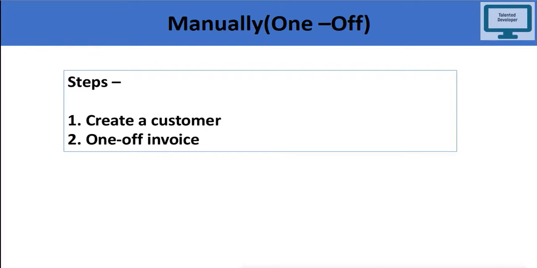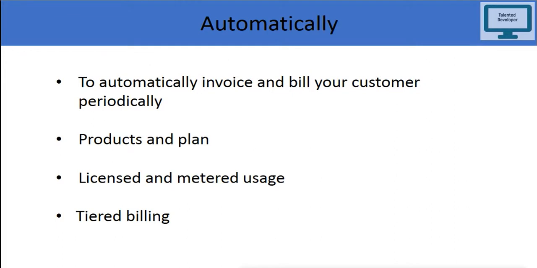So now move to the other section, automatic. So what is automatic? It is when we generate an invoice or bill to your customer periodically. Periodically means monthly, quarterly, yearly, depending on how you are going to provide your services. So how will we do that?